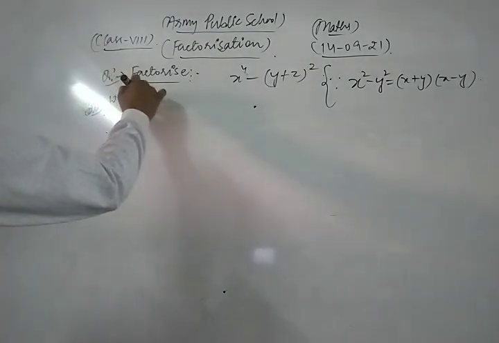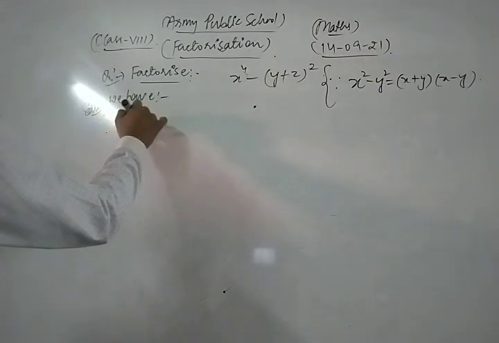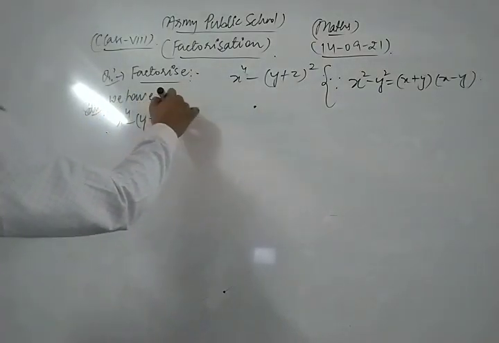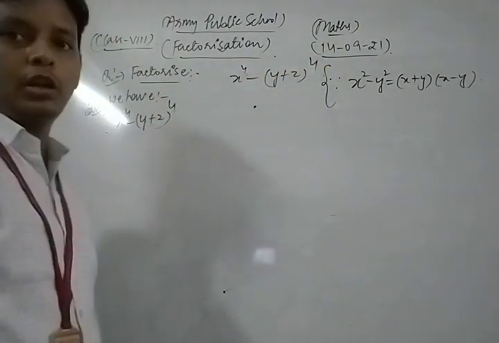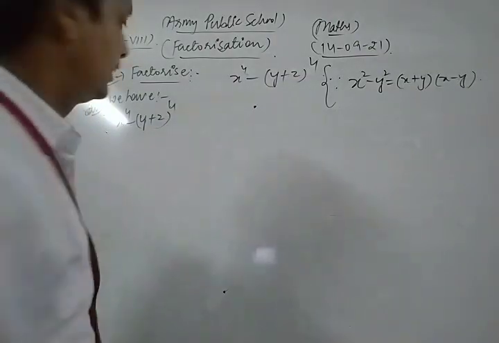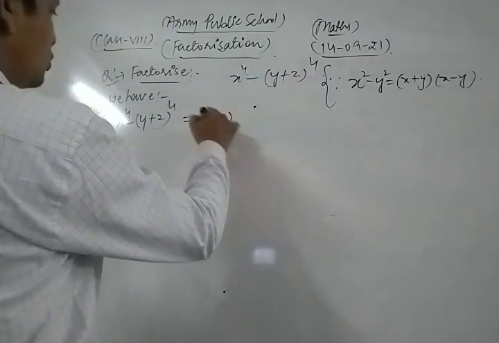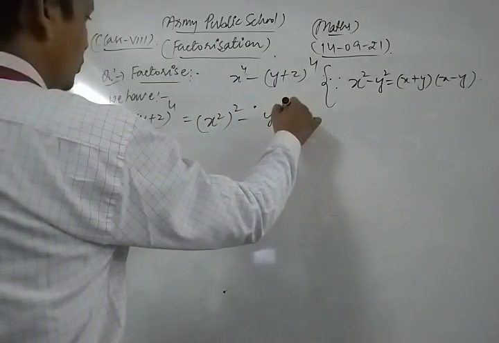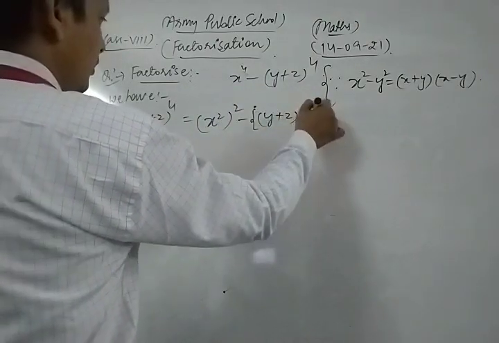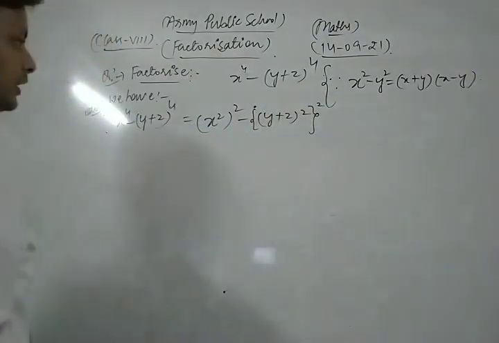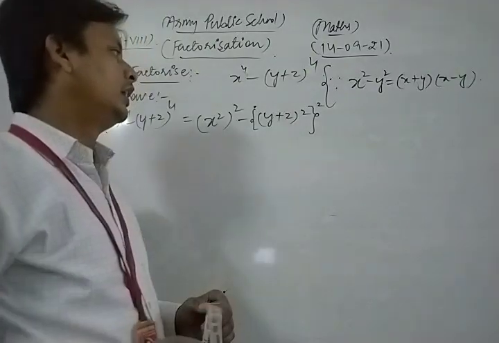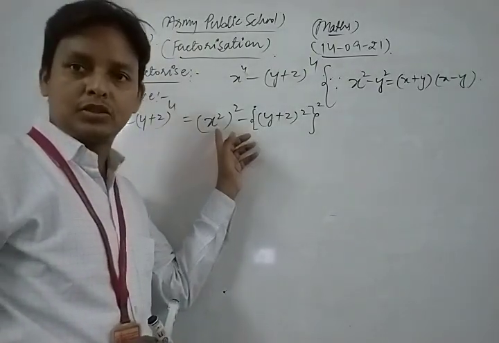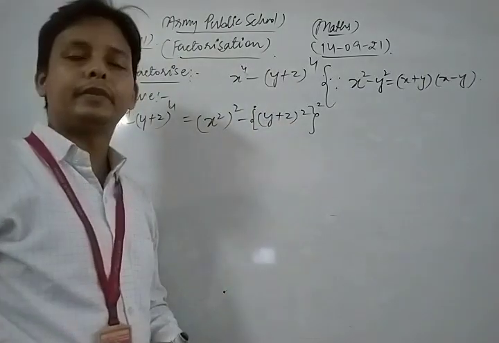So we have x to the power 4 minus (y plus z) whole to the power 2. Now we can write it in this way: (x square) whole square minus ((y plus z) whole square) whole square. We can write the given expression in this way. Now we expand it using the identity a square minus b square. For this question, the value of a is what? x square, and the value of b is what? (y plus z) whole square.